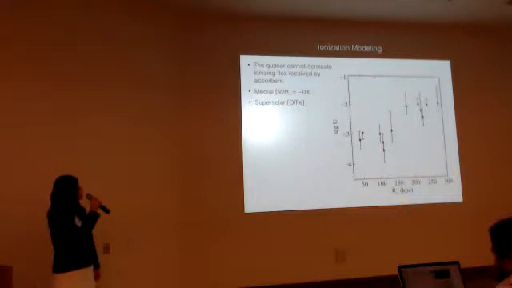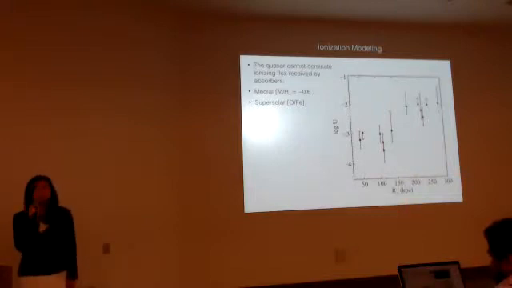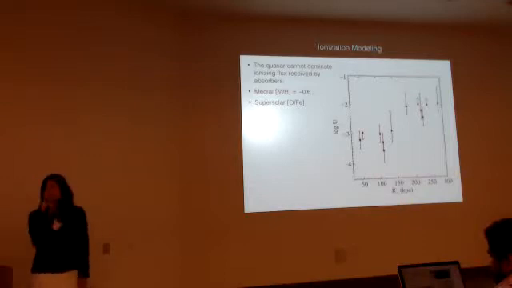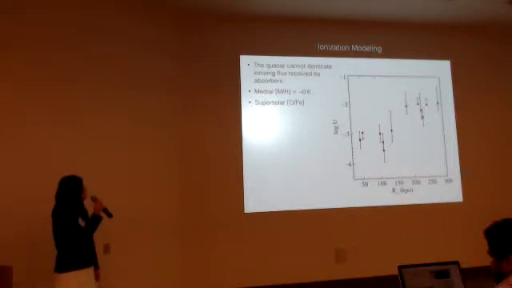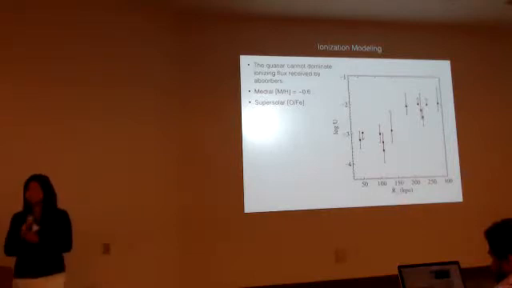the median metallicity is minus 0.6 dex within 200 kiloparsecs. And I found nearly all the measurements show a supersolar oxygen to iron ratio.